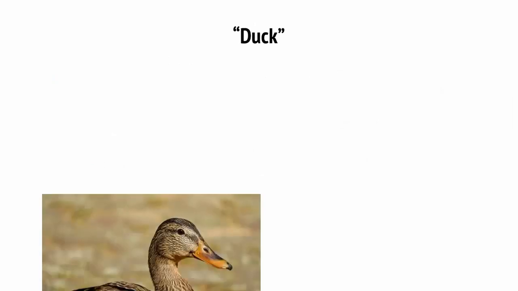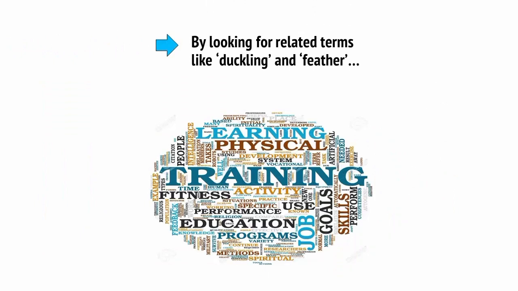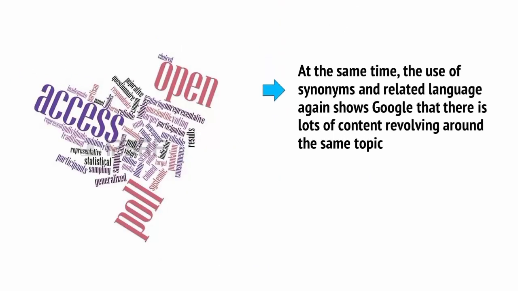This is important partly because it can prevent a mismatch between searches. If someone searches for a homonym like duck, how does Google know whether they mean the bird or the movement? Simple, by looking for related terms like duckling and feather, or perhaps dodge and dive. At the same time, the use of synonyms and related language again shows Google that there is a lot of content revolving around the same topic.